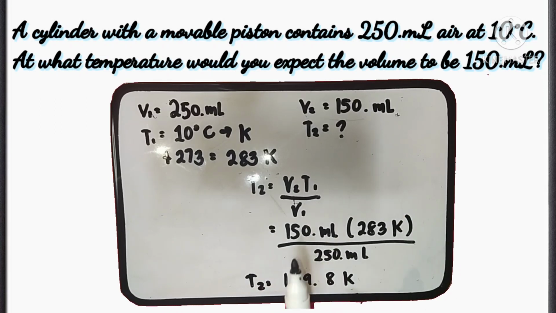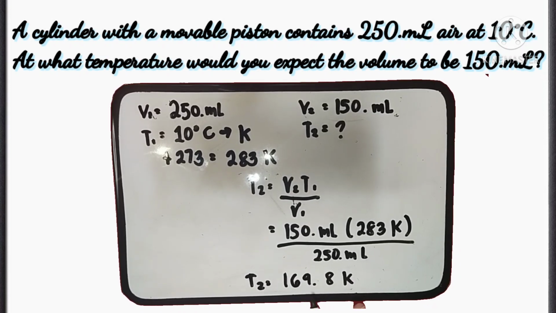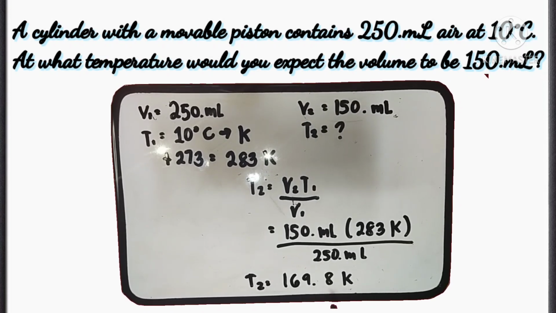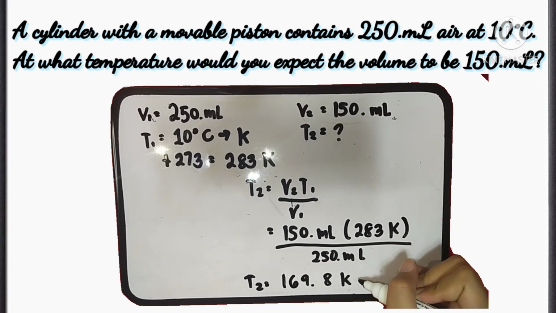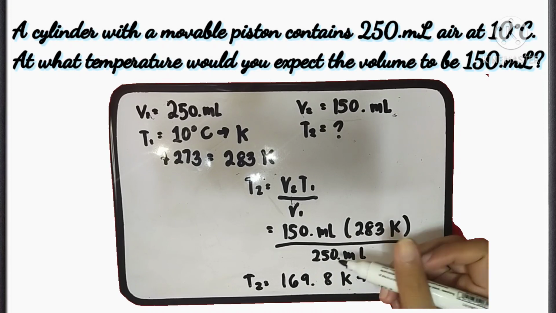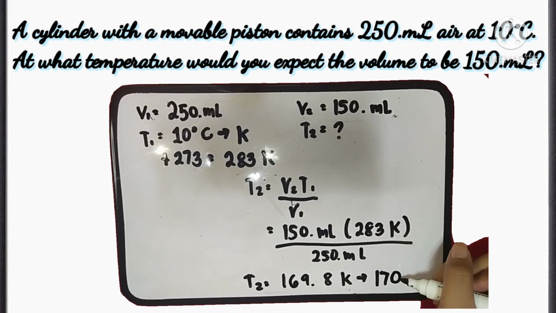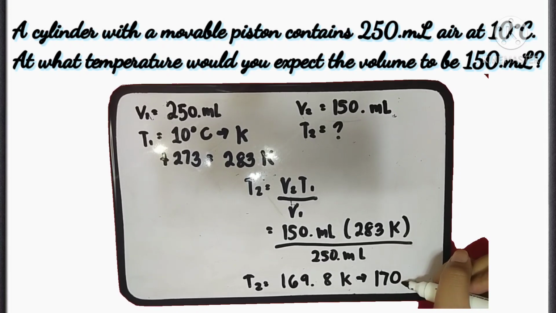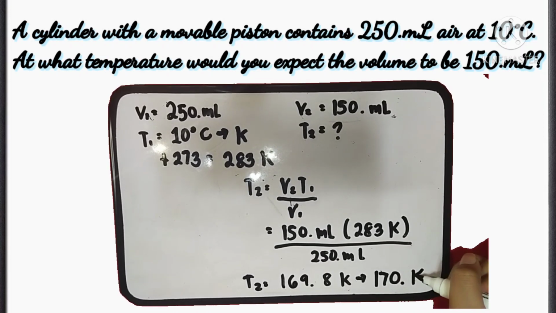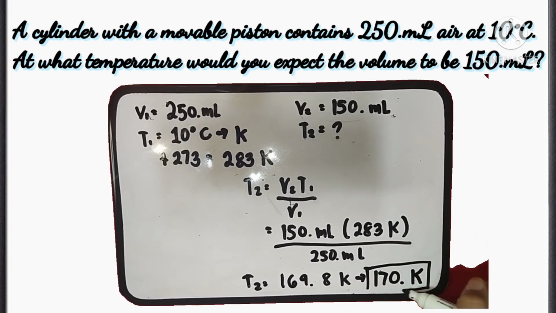So 250, 150, and 283 have three significant figures. Therefore, our answer must be expressed having three significant figures. And 169.8 has 4. So what we're going to do is to simply round up 169, since after 9 is 8. So that will become 170. And for this 0 to be significant, we'll simply add a decimal point and the unit. So the final temperature is 170 Kelvin.